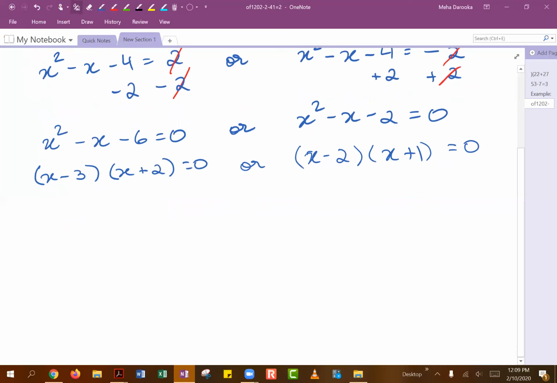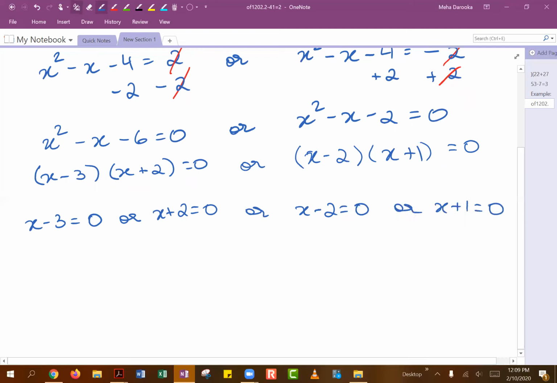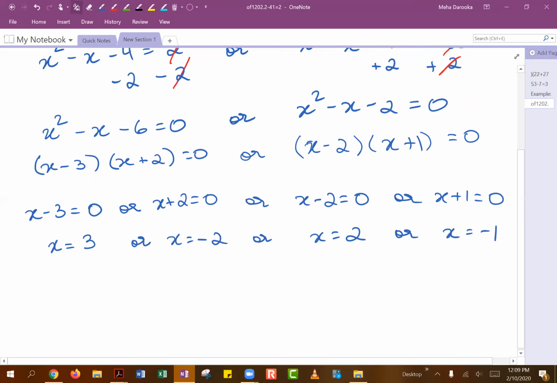All righty. So it looks like we end up getting x minus 3 equals 0, or x plus 2 equals 0, or x minus 2 equals 0, or x plus 1 equals 0. Right? 4 answers again. And what are those answers? Very good. X equals positive 3. X equals negative 2. Positive 2. Very nice. Nicely done.